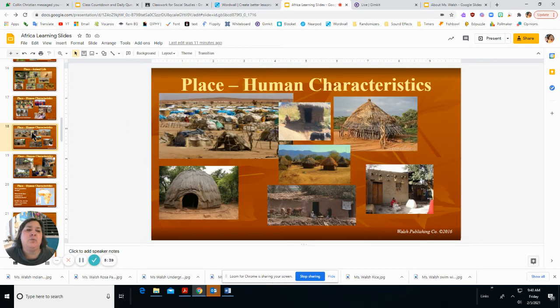Human characteristics. When we learn about how people live, the buildings are different in Africa depending on where you are and what the resources are that are available. There are modern cities in Africa that look partially like cities in the United States, but then there are a lot of different kinds of homes that people live in using the resources that they have. So we have homes that are made out of wood, okay? And if you live in an area of the world that doesn't have access to trees, then you can't have your house made out of wood.